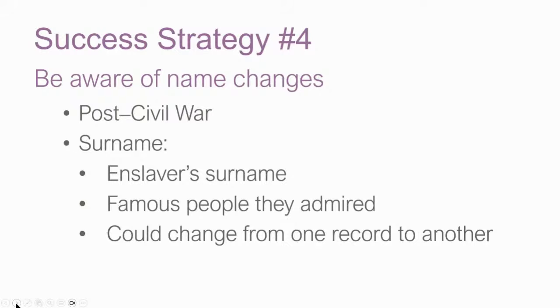Sometimes they chose their enslaver's surname for convenience, or they chose the surname of a family member's enslaver or a former enslaver. Others chose the surnames of famous people they admired. Be aware that your ancestor might have tried one name for a while and then changed to another name, or even switched back and forth between names on different records.